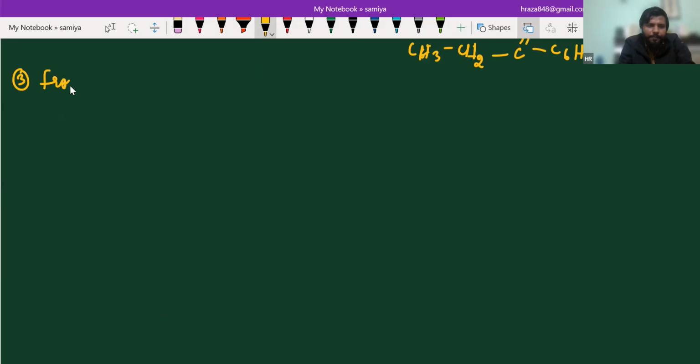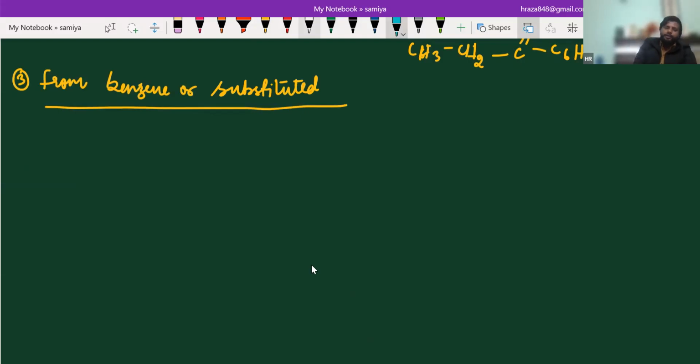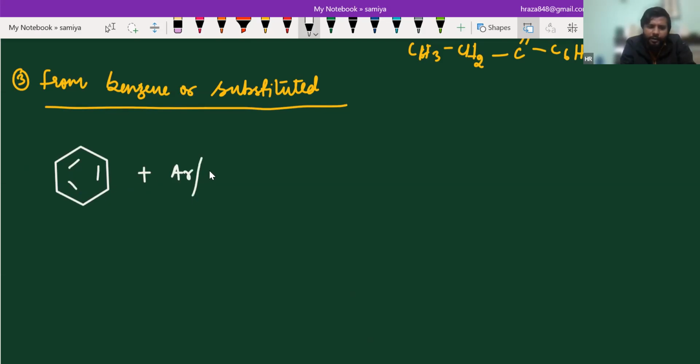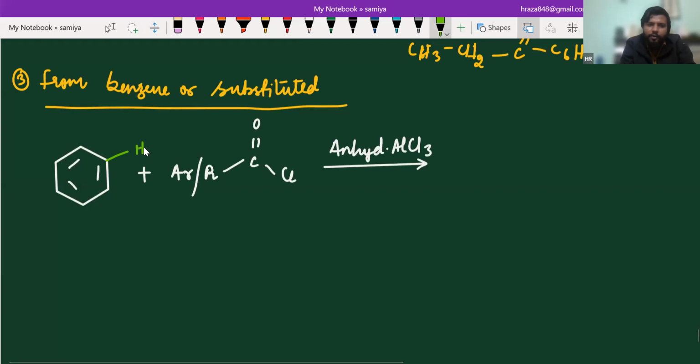The third preparation is from benzene, or substituted benzene. And this reaction you have already studied in the previous chapter, acylation. So here we are going to do acylation of this benzene. Ar stands for arenes, that means benzene, R is for alkyl group, and this is your acyl halide in the presence of anhydrous AlCl3. Then what will happen? This is your hydrogen part. So this will be removed.